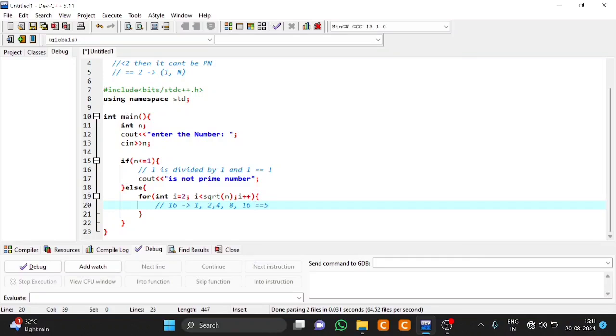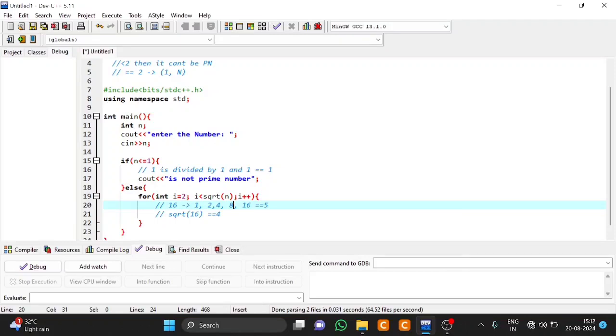What is the square root of 16? The square root of 16 is 4. So the number 2 is less than 4, and 2 is also a divisor of 16, and 8 is also a divisor of 16. From this we can conclude that if we have a divisor greater than the square root, then we also have a divisor lesser than the square root. That means we have 2 as a divisor lesser than the square root, and 8 as a divisor greater than the square root.